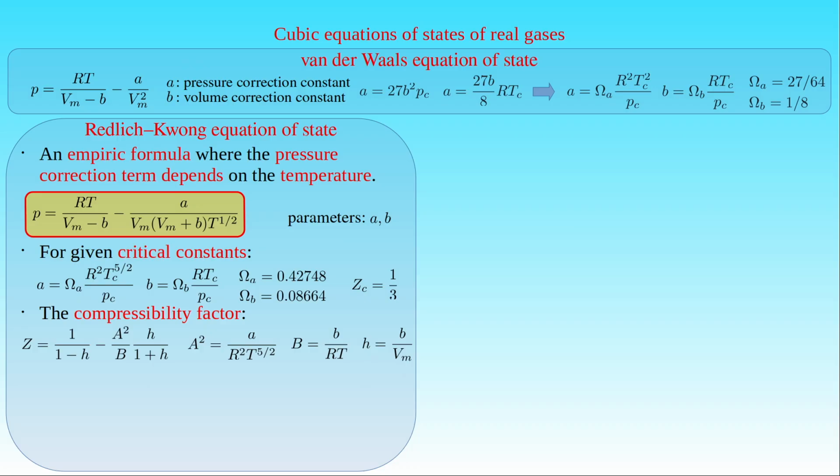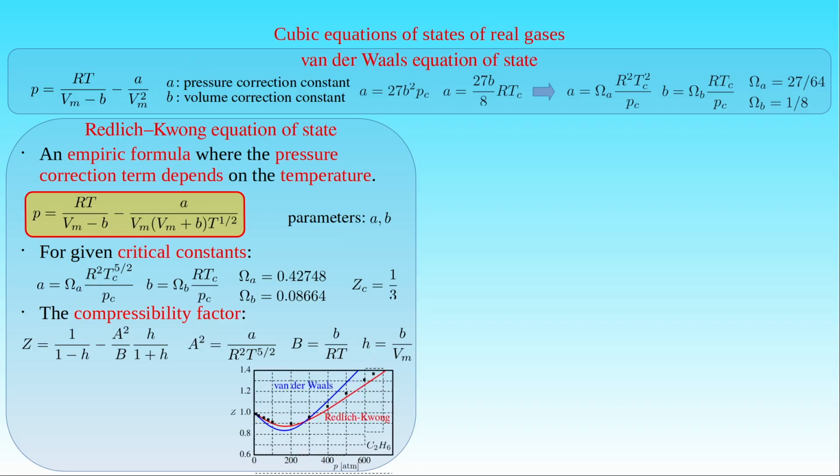Redlich and Kwong compared the prediction of the modified equation of state with the one of the van der Waals equation for the measured data of the compressibility factor of ethane as a function of its reduced pressure, demonstrating the improvement produced by the temperature-dependent pressure correction in the equation.